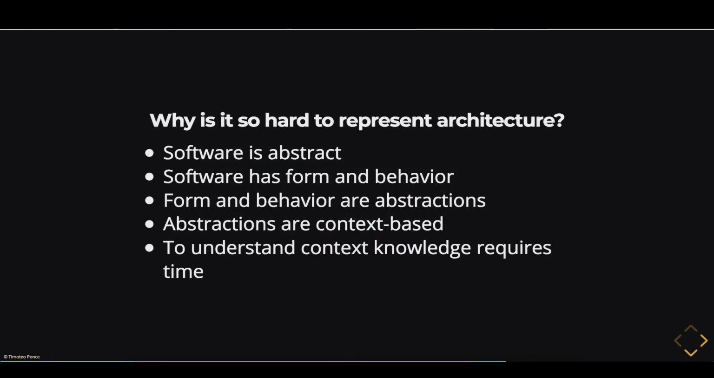And why is there no standard? Why is it so hard to describe software architecture or to find a standard for software architecture? We have to understand that software is abstract, and that means that it has no physical features. Software has form and behavior, but these constructs are abstractions as well. And abstractions can only be understood if we know the context of this abstraction, and that requires time.